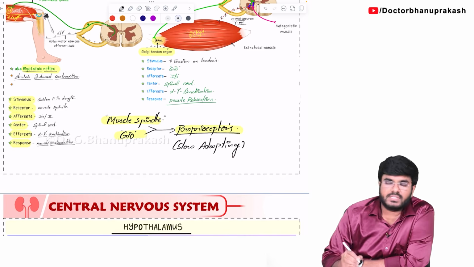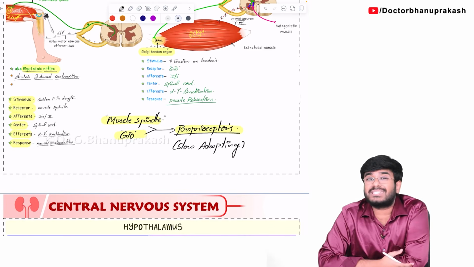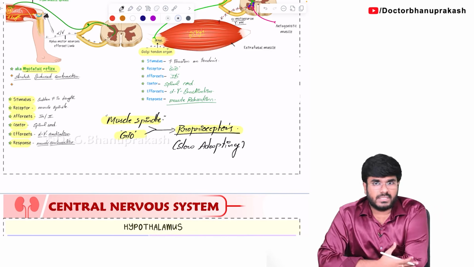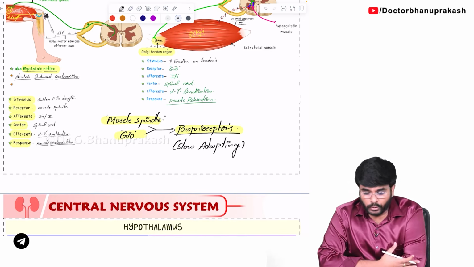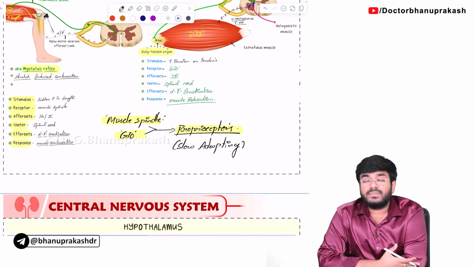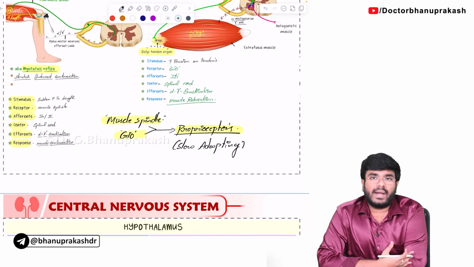I have already explained the concept of slow adapting and fast adapting in the topic of touch receptors, the different types of touch receptors: Meissner's, Merkel's, Pacinian and Ruffini's. So, proprioceptors are examples of the slow adapting type of receptors. They will never undergo adaptation quickly.